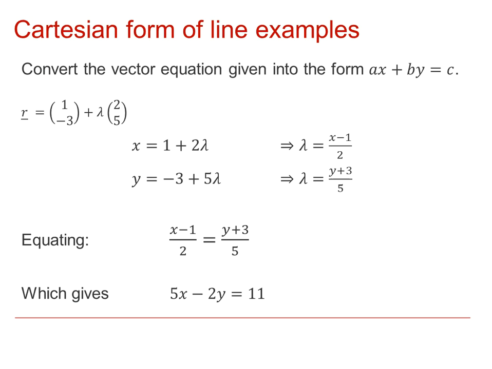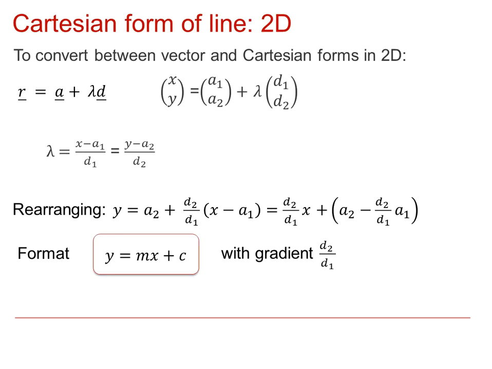Well, in summary of that then, the next slide just looks at it algebraically, shows how we did that. We wrote lambda first of all in terms of x and then y and equated, and then rearranged. And we can see then that the gradient of the line is d2 over d1. Now there's no need for you to be able to do it algebraically, that's just there in summary of the method.